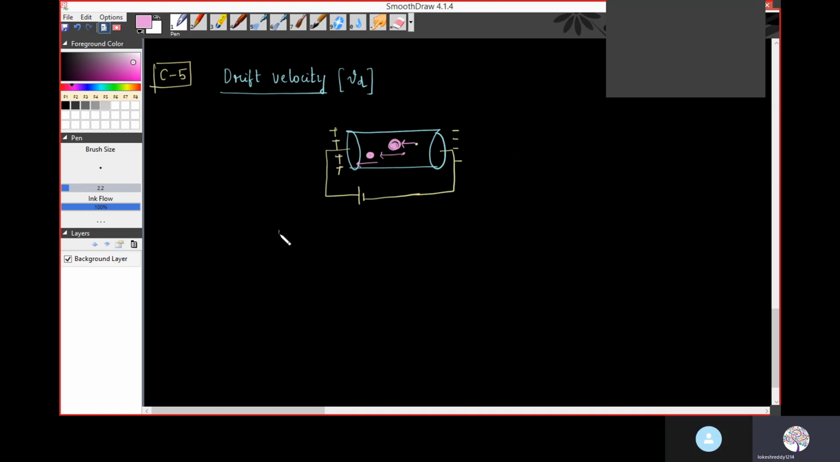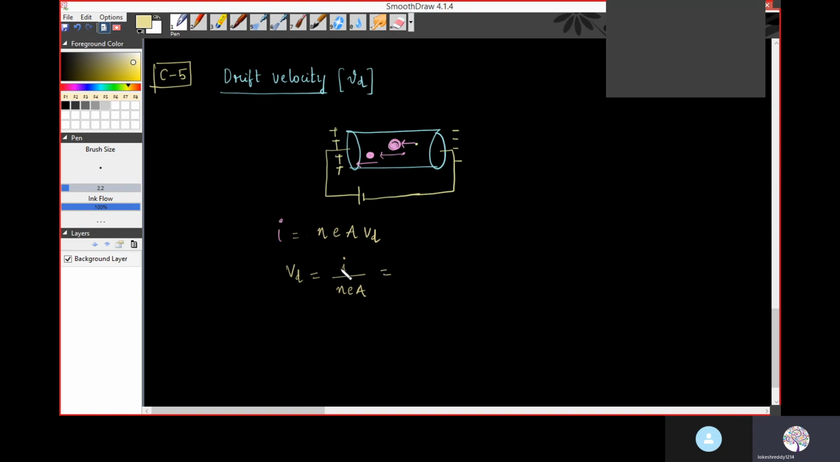Now we have a few formulas for this. Current I is equal to n, the number of electrons, e, the charge of the electron, A, and Vd. So I is equal to nAeVd, where Vd is the drift velocity. Drift velocity is equal to I by nAe. You have to remember this formula.